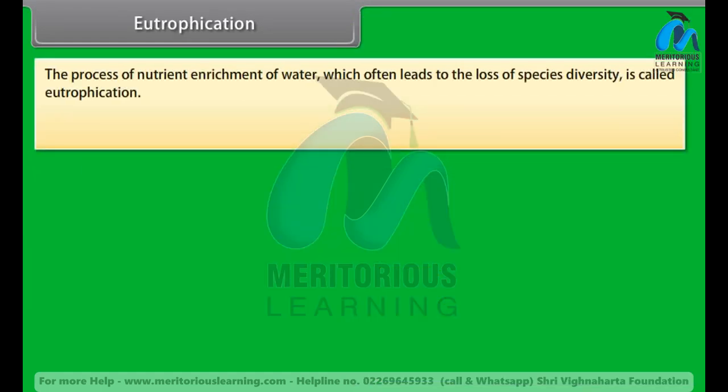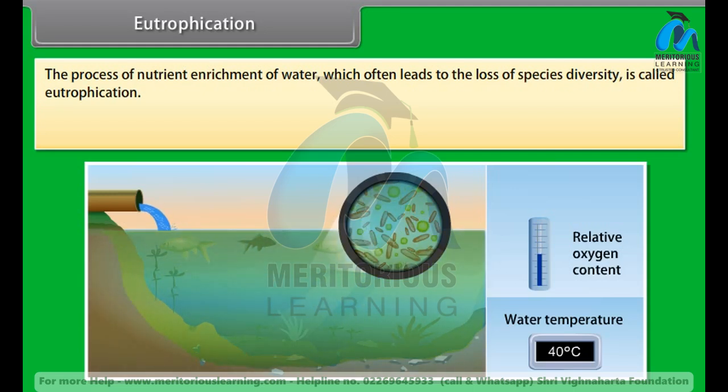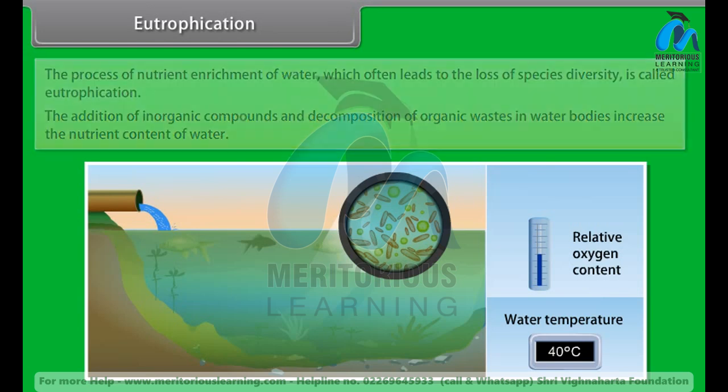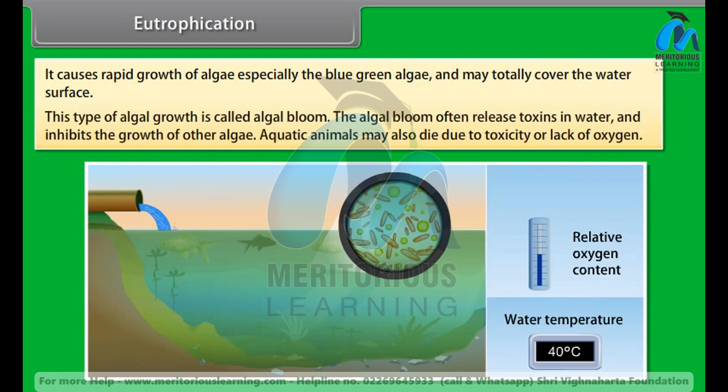Eutrophication. The process of nutrient enrichment of water, which often leads to the loss of species diversity, is called eutrophication. The addition of inorganic compounds and decomposition of organic wastes in water bodies increase the nutrient content of water. It causes rapid growth of algae, especially blue-green algae, and may totally cover the water surface. This type of algal growth is called algal bloom. The algal bloom often releases toxins in water and inhibits the growth of other algae. Aquatic animals may also die due to toxicity or lack of oxygen.